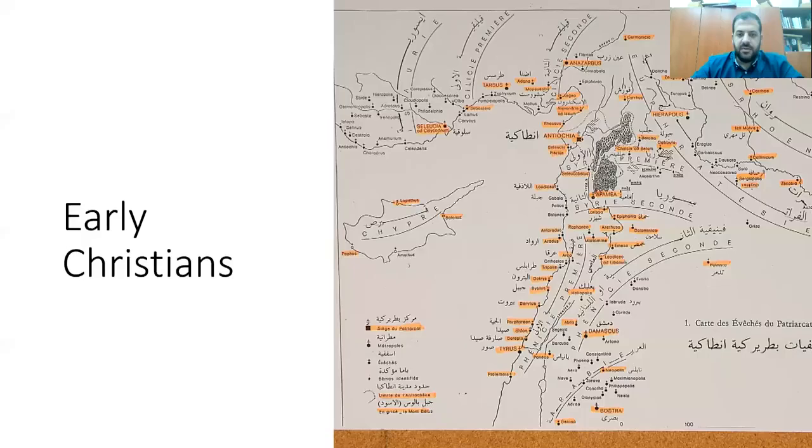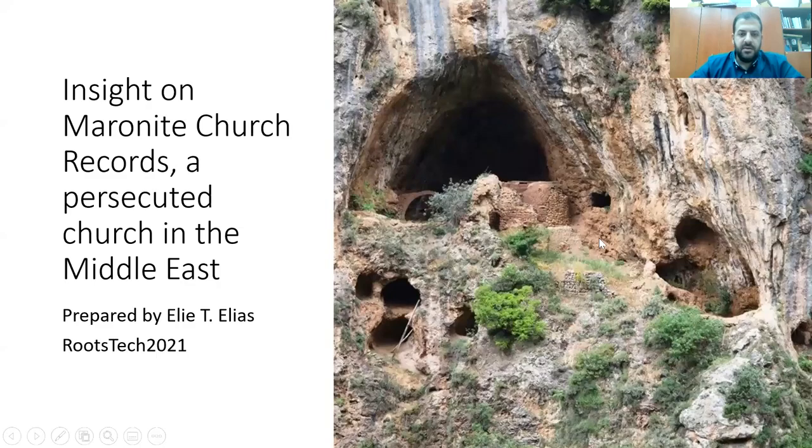I prepared this presentation for you to have a small idea about how the Maronite Church keeps its records. But to begin with, I want to thank Rootstack for this opportunity and of course the FamilySearch project. In order to participate with me in this presentation, I want to share with you this PowerPoint that I prepared for this video. To begin with, you should know that the Maronite Church is one of the oldest oriental churches in the Middle East.